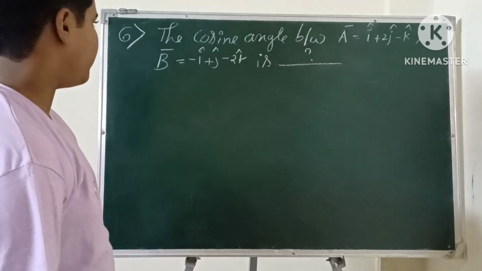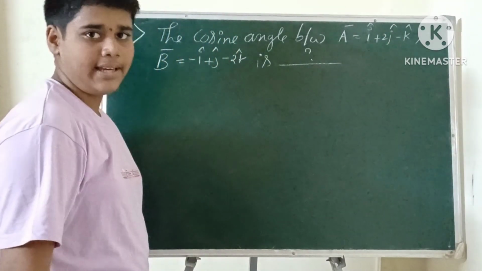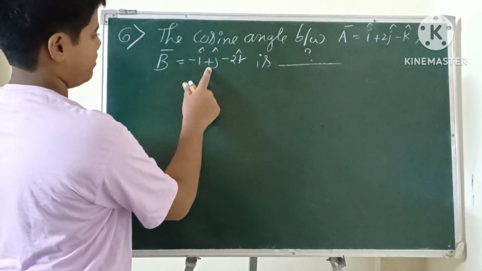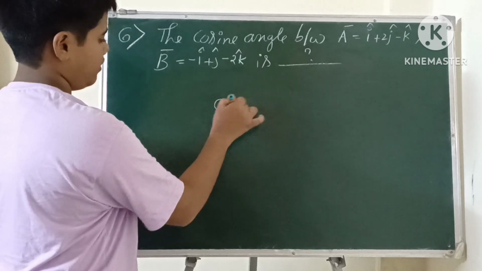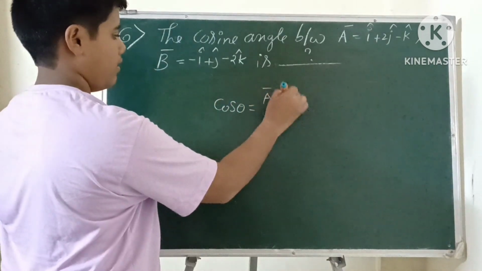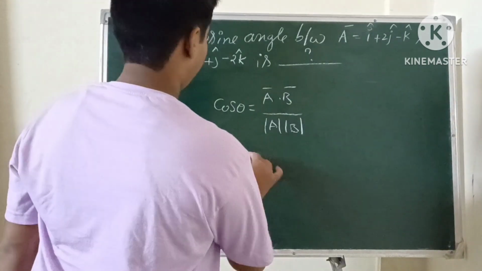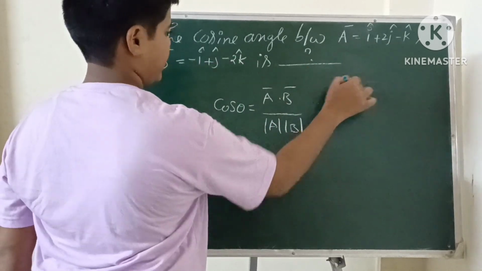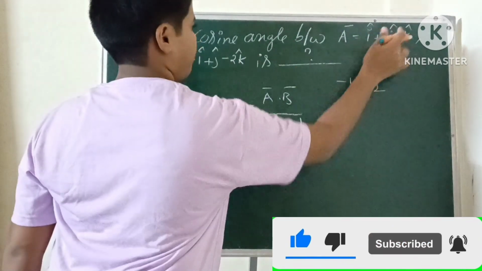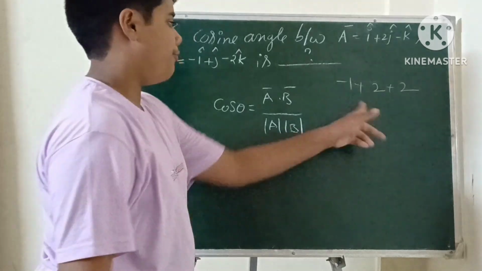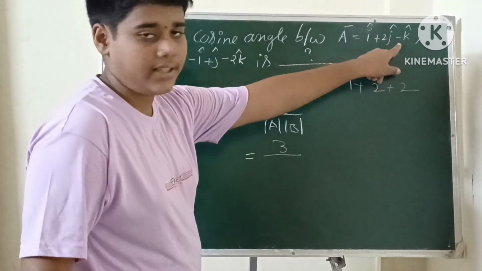And the sixth sum: the vector a bar equals I cap plus 2j cap minus k cap and b bar equals I cap plus j cap minus 2k cap. We already learned the formula cos theta equals a bar dot b bar by mod a mod b. So the dot product is 1 into 1 is 1, plus 1 into 2 is 2, plus minus 1 into minus 2 is plus 2. That is 4 minus 1, which means 3.